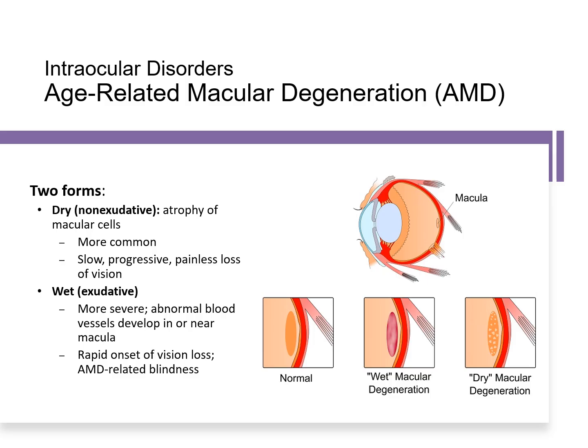So there's two forms of age-related macular degeneration. We have the dry and the wet, the non-exudative, and then the exudative. So the dry is much more common, and it's slow, progressive, and painless. And this is actually atrophy of the cells in the macula. The wet exudative is more severe, so this is the one we definitely don't want, and the dry can actually turn into the wet one. So this is when abnormal blood vessels develop in or near the macula. Okay, and that's going to cause more problems. It's going to be rapid onset of vision loss, and the patient can potentially go blind.